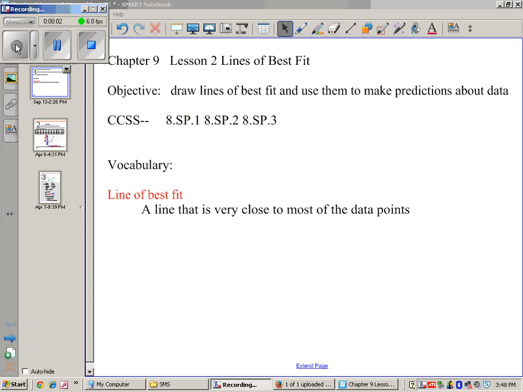Okay, welcome to Chapter 9, Lesson 2, Lines of Best Fit. Our learning target or objective for this lesson is to draw lines of best fit and use them to make predictions about data. And we have one vocabulary word for this one. It is lines of best fit: a line that is very close to most of the data points. Once again, you may pause the video to write down the definition and then proceed as your speed dictates.